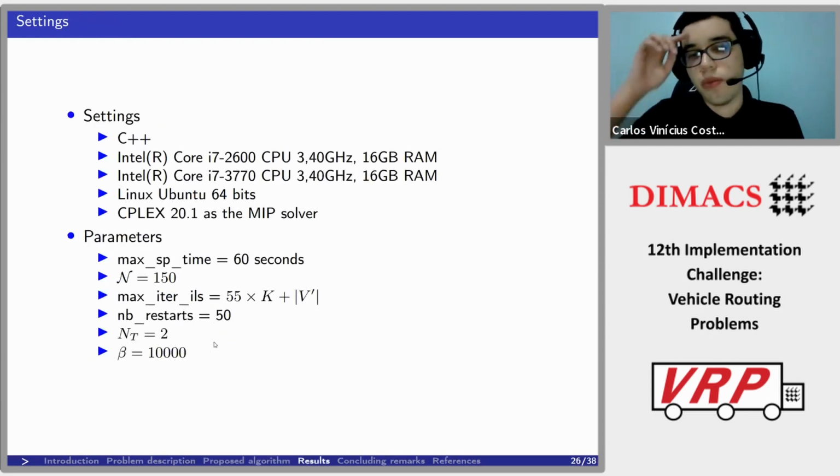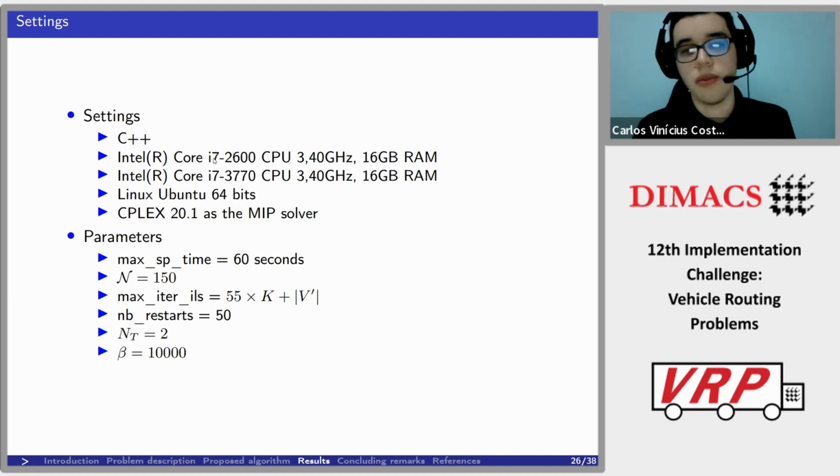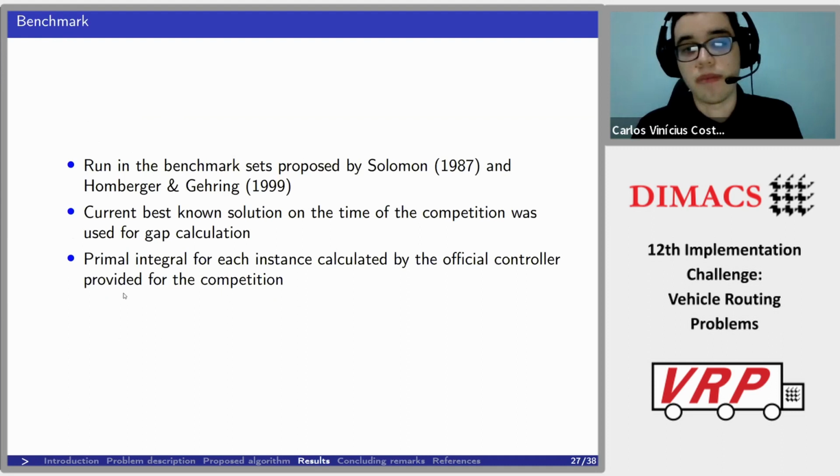So the algorithm was tested on these settings during the competition. We were provided with instances which were partitioned into 3 sets, and they were run on these 2 different machines. We use Cplex as a MIP solver, and we use these parameters. And the sets of instances are the ones proposed by Solomon and Homberger.